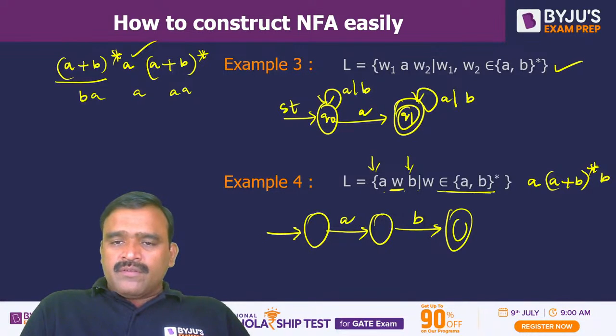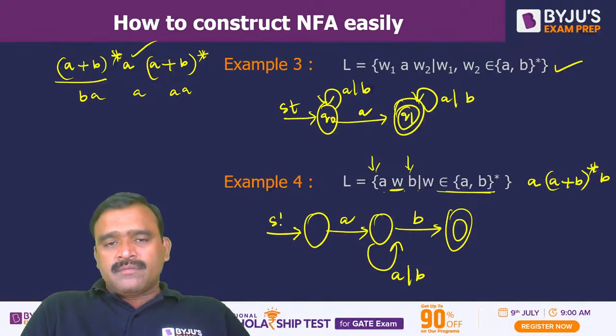For AB we can go to the final state. In between A and B we can get any combination of A's and B's. So this is the starting state. So any combination of A's and B's can be accepted. Okay. Hope you understood this. Is it clear?